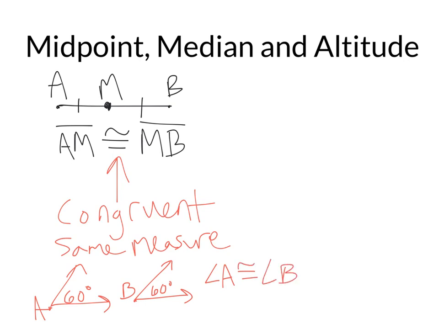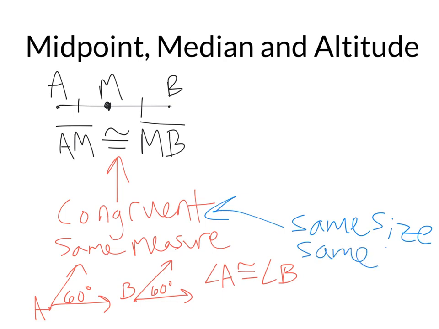So congruent can apply to line segments, it can apply to angles, and it can even apply to triangles and other quadrilaterals and other polygons. Same size, same shape. Let's actually jot that down as well. Congruent. Same size, same shape. So that's another way to describe congruent. That was awesome. Now let's talk about median. After all that, that was a little surprise bit of concept there.